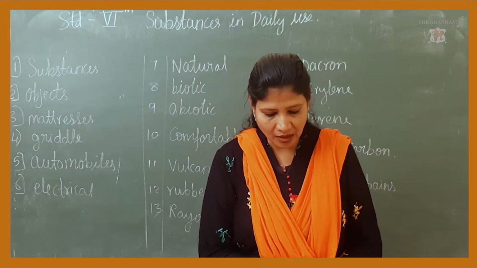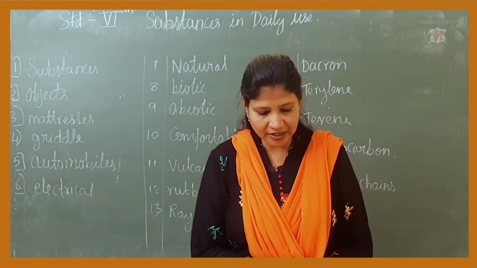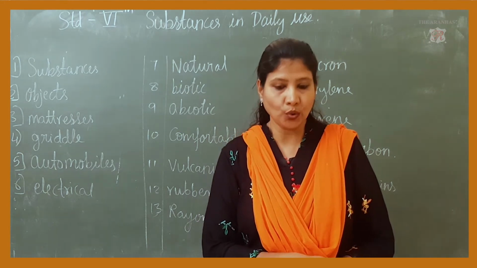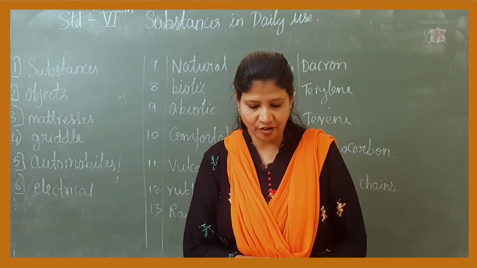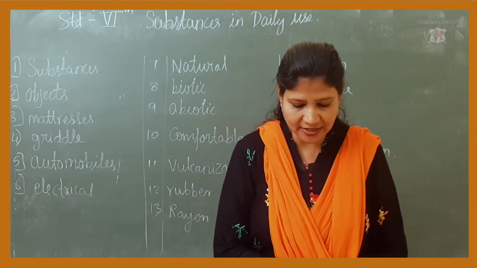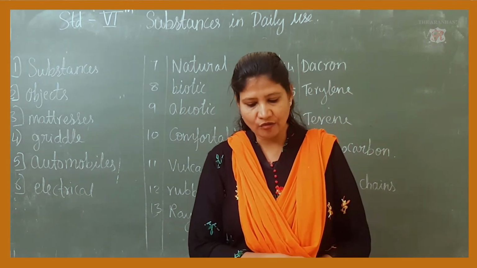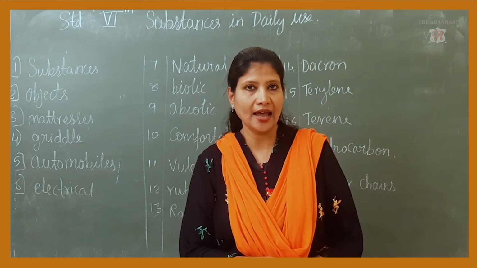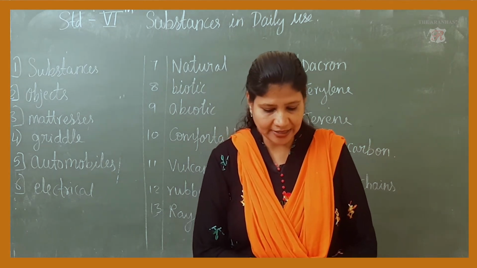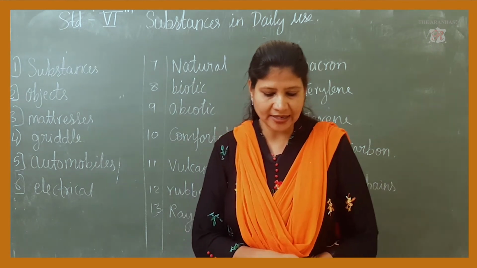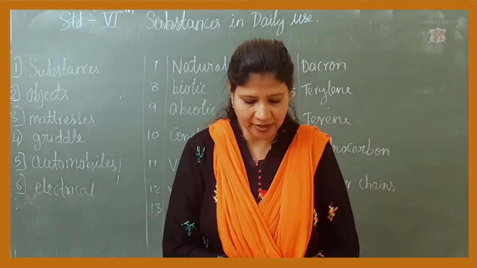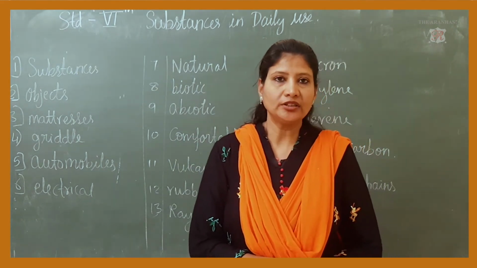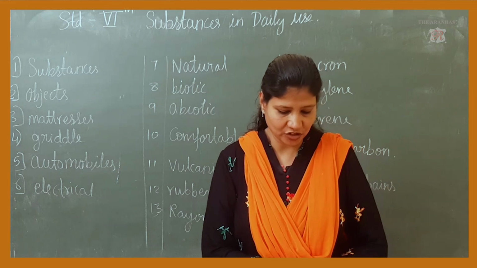Now, the biotic substances are divided into two categories. Those obtained from animals are called substances of animal origin, for example, milk, leather, lac, silk and wool. Those from plants are called substances of plant origin, for example, cotton, jute, hemp, etc.